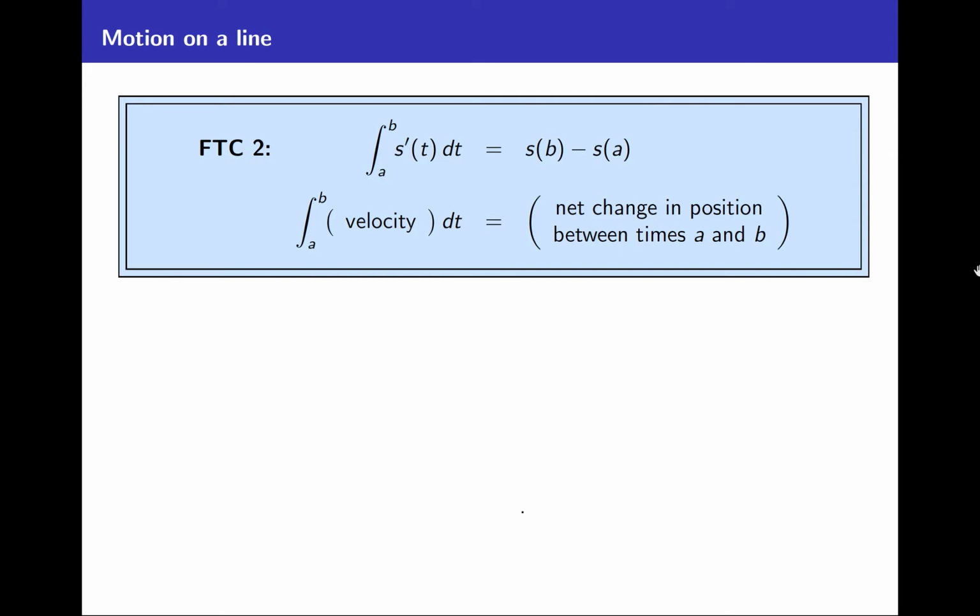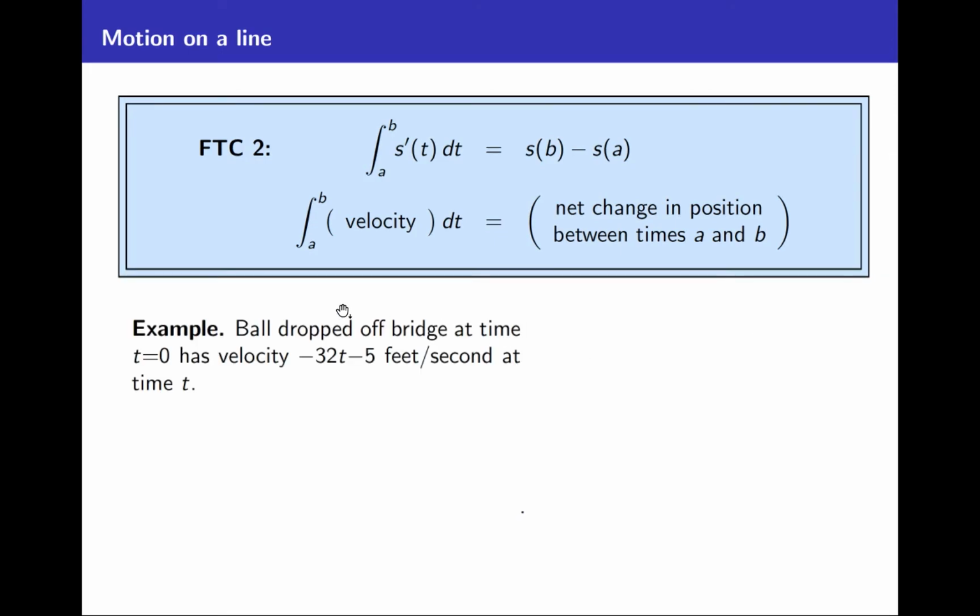Let's do an example. Imagine that a ball dropped off a bridge at time t equals 0 has a velocity of minus 32t minus 5 feet per second at time t. And it hits the ground when t equals 2 seconds. Given this information, the question we want to answer is, how high is the bridge?